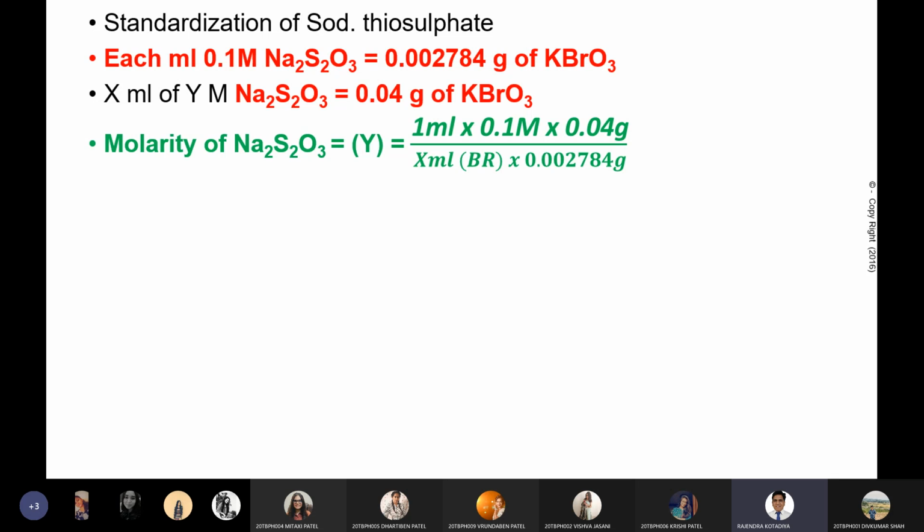Okay, now just tell me your answer for this particular case. If we have prepared 0.01 molar sodium thiosulfate solution and the burette reading is 30 ml, and we do the same titration, then what will Y be?